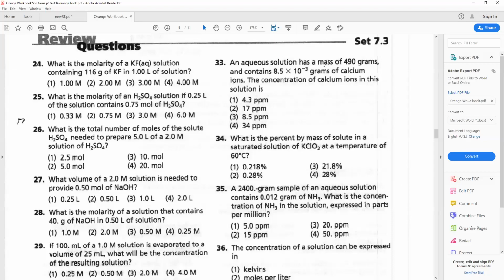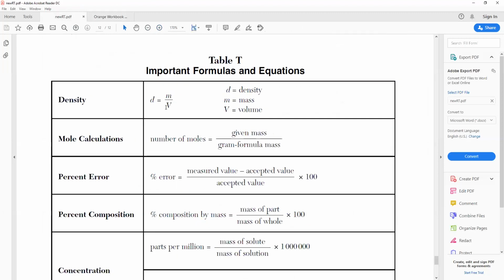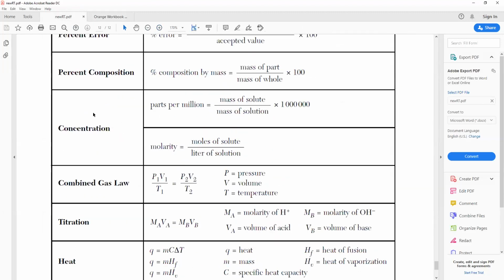Okay, these are the answers to the orange workbook, page 123, where we're going to calculate molarity and parts per million. We're going to do the calculations by going to our reference table T and specifically looking at concentration. Here are the formulas, parts per million and molarity.